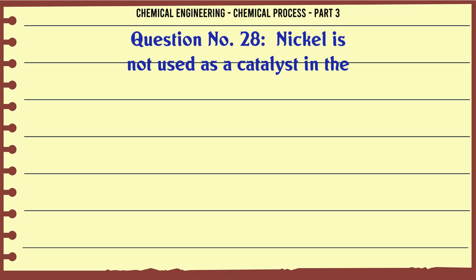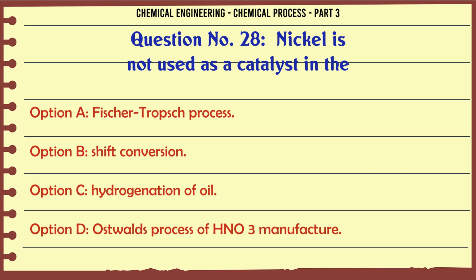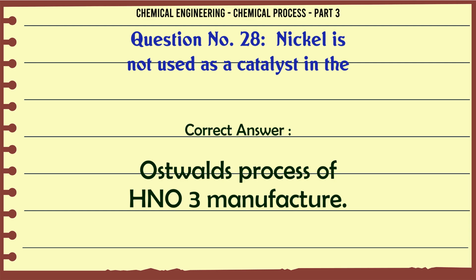Nickel is not used as a catalyst in the A. Fischer-Tropsch process, B. shift conversion, C. hydrogenation of oil, D. Ostwald's process of HNO3 manufacture. The correct answer is Ostwald's process of HNO3 manufacture.